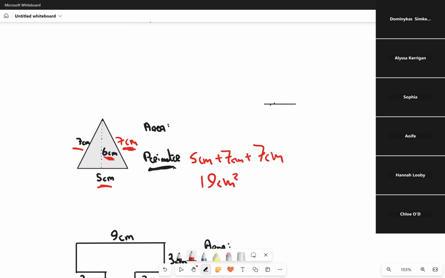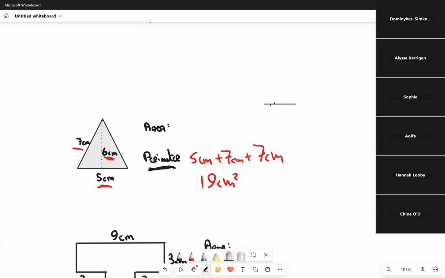What about the area then? Remember the formula. Base multiplied by perpendicular height divided by 2. So let's identify the base. What's that? 9 centimeters squared. Go on. 19 divided by 2 is 8.